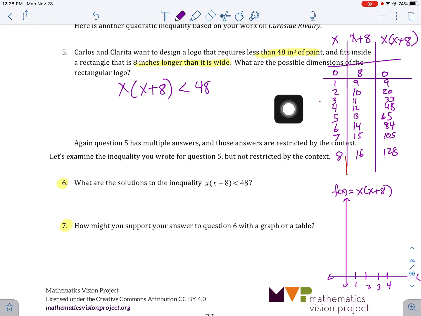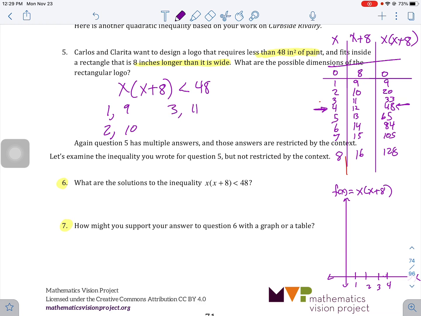You can build a table trying values of x starting at 0, which you can't do, but 0 times 8 is 0, and we notice at 4 you get 4 times 12, which is 48, and that's what we're comparing. So it's got to be less than 4. So we could say 1 and 9, 2 and 10, 3 and 11.